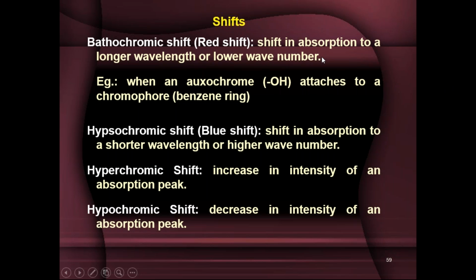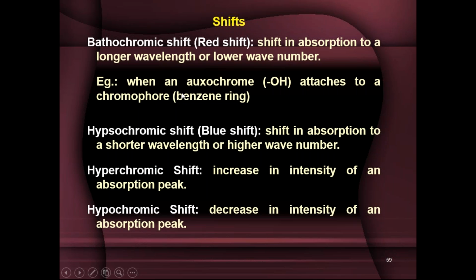Now, in this absorption spectrum, for a given compound, you could get a Gaussian shaped peak. And that peak may undergo a shift in position to a longer wavelength or a lower wave number or lower frequency, whatever is there on the x-axis. This type of shift is called bathochromic shift. Why it occurs, we will subsequently see.